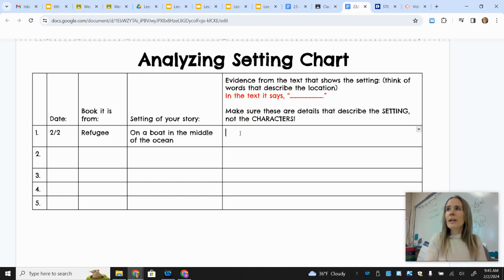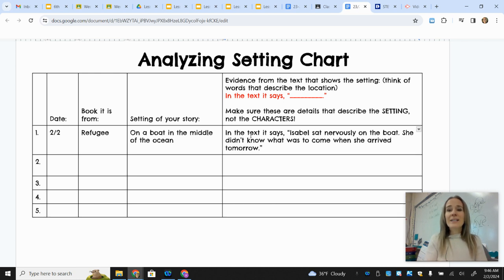And then over here in the evidence box, you are not just naming the setting. So if your text evidence looks like this, in the text it says, Isabel sat nervously on the boat. She didn't know what was to come when she arrived tomorrow. Okay, that names the setting, but it actually doesn't give any details that describe the setting at all. So this would be an example of not good text evidence to describe the setting.